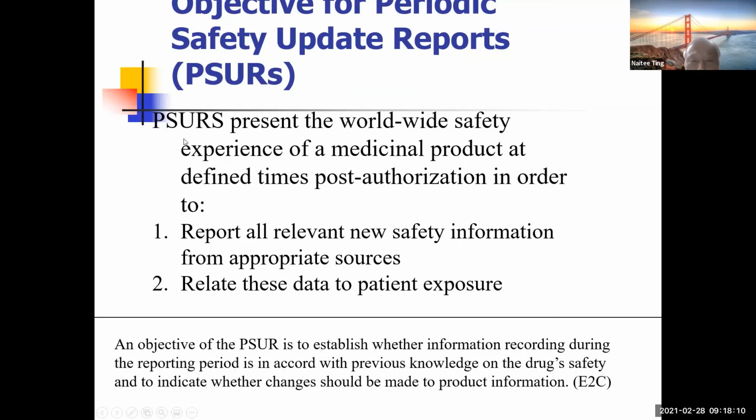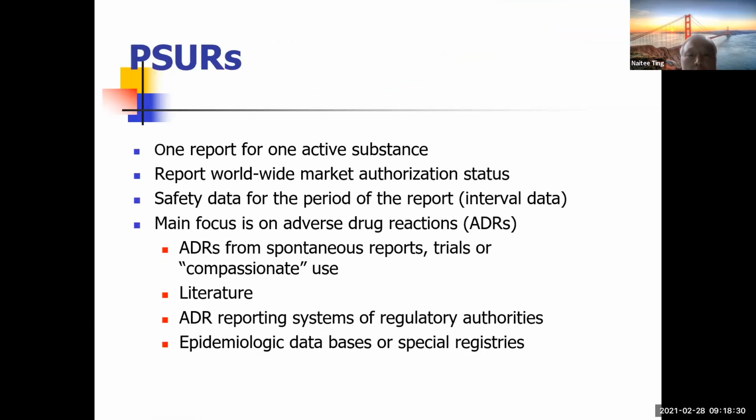All right, PSUR presents the worldwide safety experience of a medicinal product in a defined time post-authorization in order to report all relevant new safety information from appropriate sources and relate these data to patient exposure. One report for one active substance, all right. Some drugs may have multiple indications. For example, a non-steroidal anti-inflammatory drug could be indicated for rheumatoid arthritis, osteoarthritis, and acute pain kind of stuff.